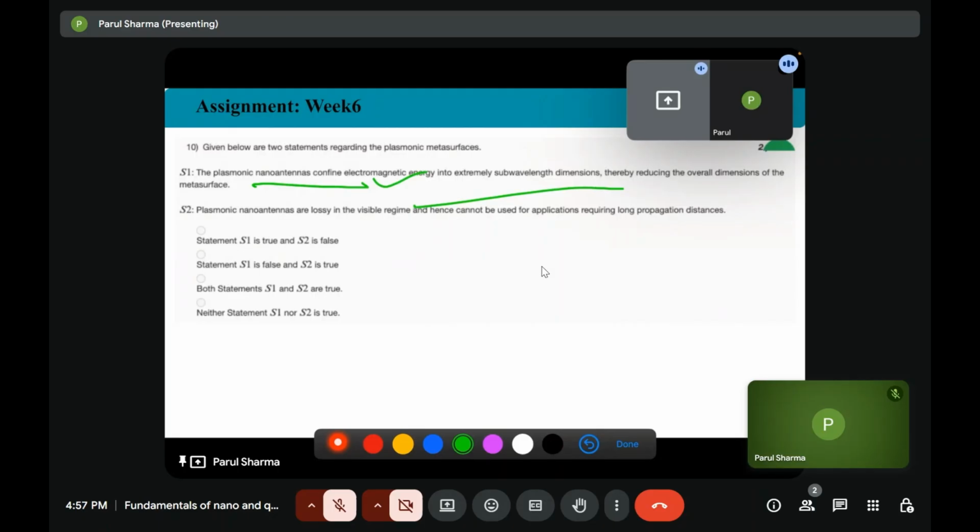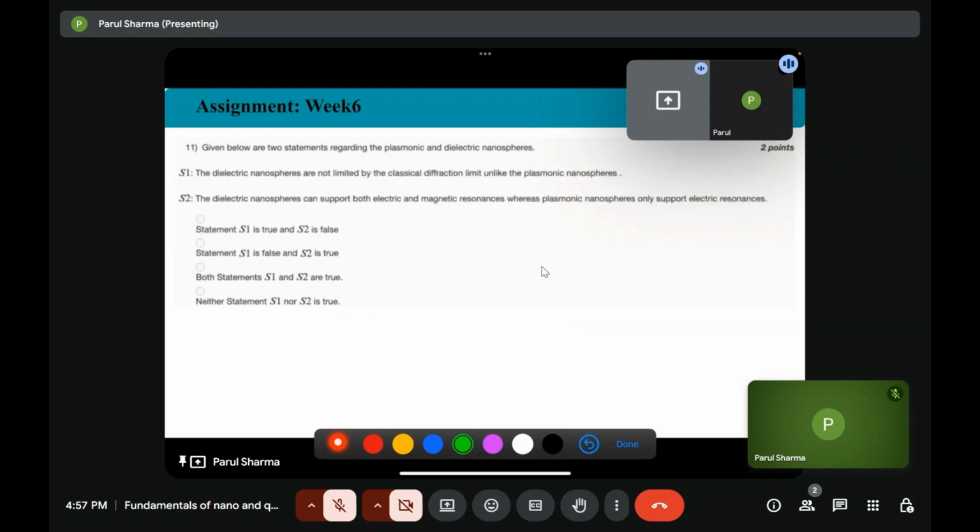For the second statement, we know that plasmonic modes have an evanescent decay length. The evanescent decay extends only a small distance, so we cannot use them where we require long propagation. So both statements are correct, and the third option is right.